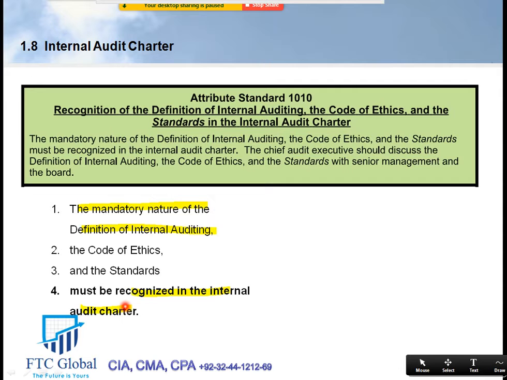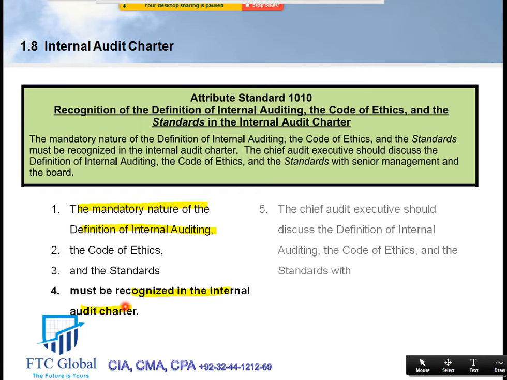Charter should not go against these three. When the chief audit executive drafts the internal audit charter, senior management doesn't know these standards, doesn't know the code of ethics. So I, as a chief audit executive, need to discuss this definition, the code, and the standards with the management and the board so that we can come up with the charter that is in accordance with the definition of internal auditing, in accordance with the code of ethics, in accordance with the standards. Let me give you an example.